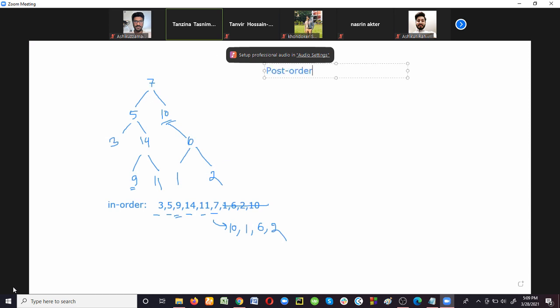What should be the sequence? The name is post-order, so the root node will be placed last. Very good. So here the sequence is left, right, and then root. At first traverse the left subtree, then the right subtree, after that the root node. Okay. So for the same tree, how can we traverse it in post-order?